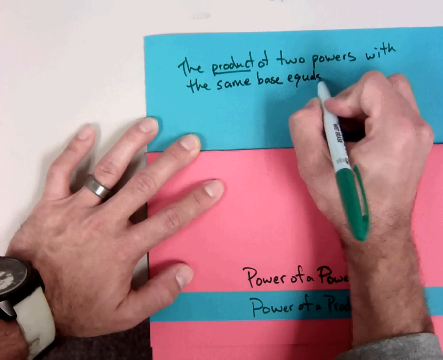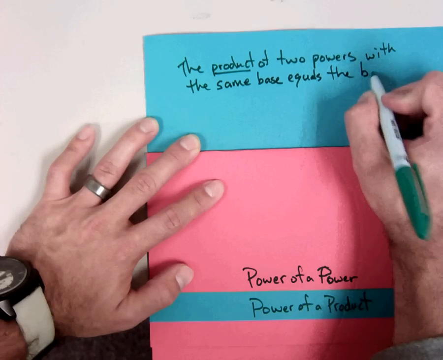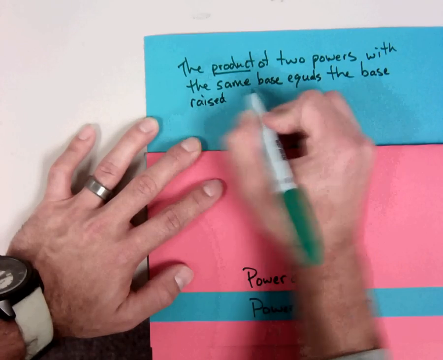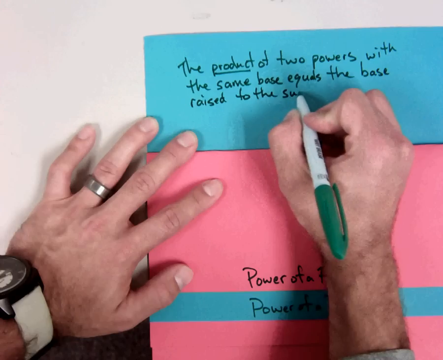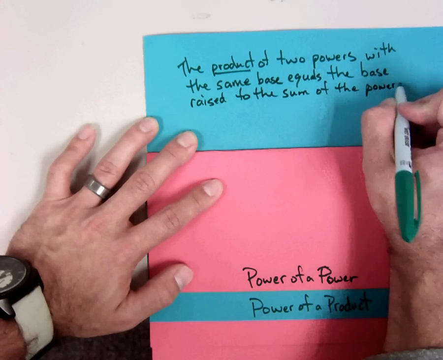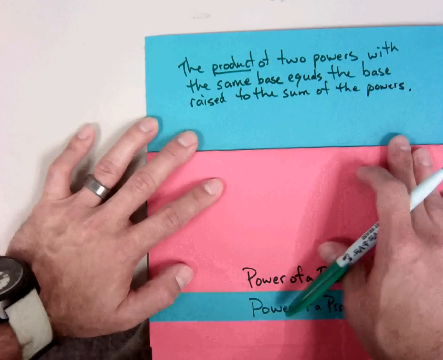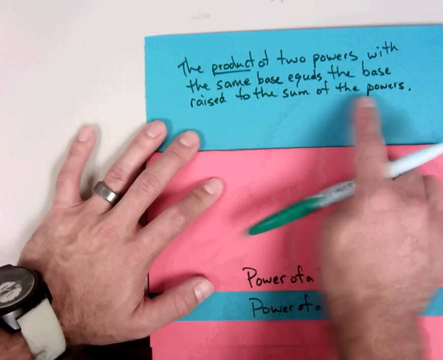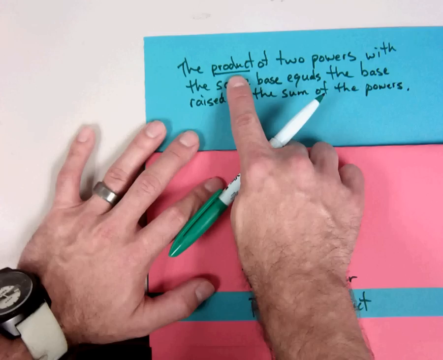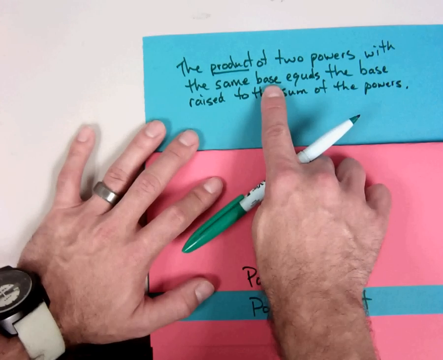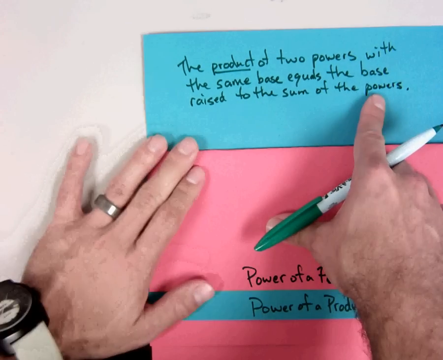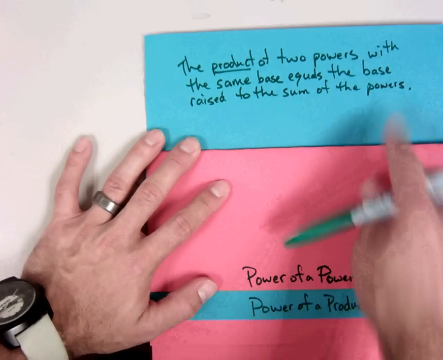equals the base raised to the sum of the powers. Alright, we're going to make sense of that in a second. The key words here are base and sum of the powers, and I guess product. So remember, product means you're going to multiply two numbers. The base, we're going to see in a second, is the number that's raised to a power. And when you say the sum of the powers, that just means you're going to add the powers together.